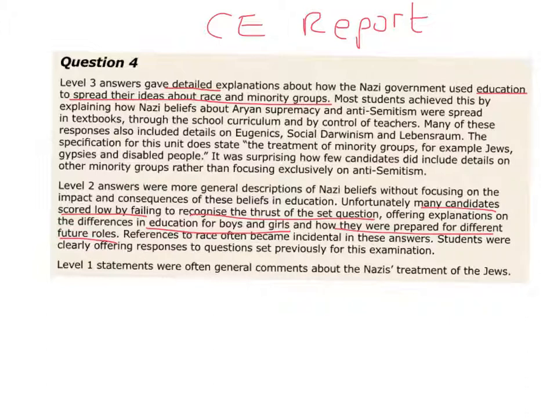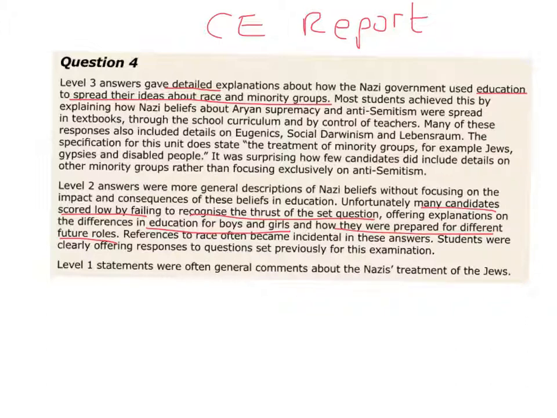So this is an example of how candidates can lose marks. They didn't look at the question properly. All they saw was the word education, and they thought, right, I'll just talk about everything I know about schools. And they failed to recognise that the question is about how education used race ideas, how education developed ideas about race and minority groups. So they didn't really look at the question carefully enough.